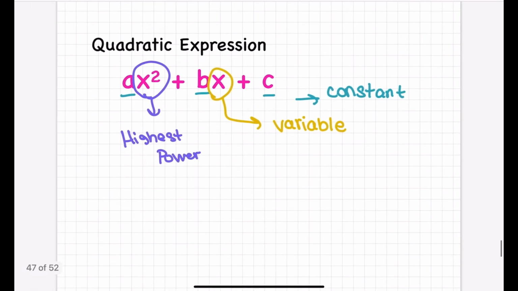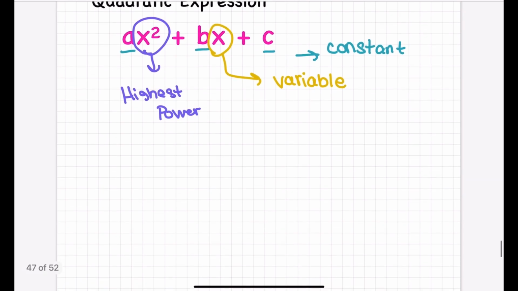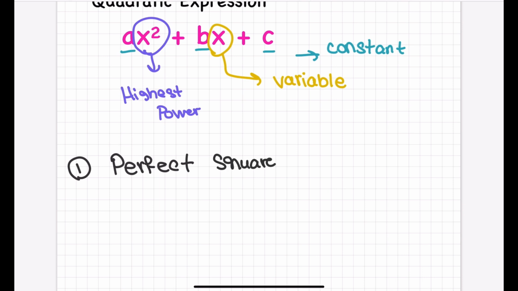We have something called special quadratics, which has many types. Today we're just going to go through two of them. The first one is a perfect square. Some teachers may use trinomials beside it, some teachers may not. I'm just going to write it down so you guys know what it is.